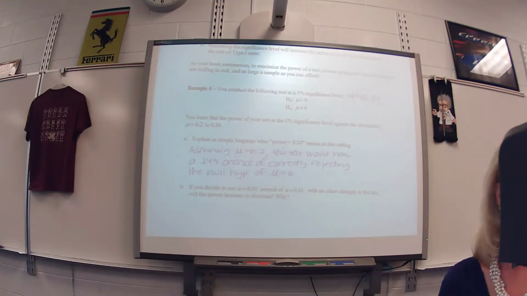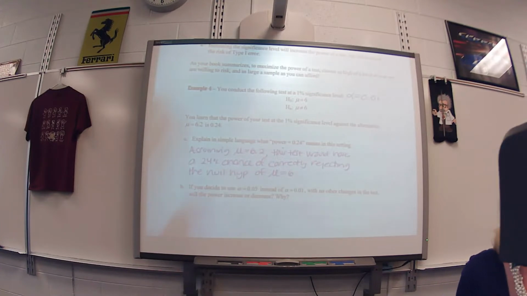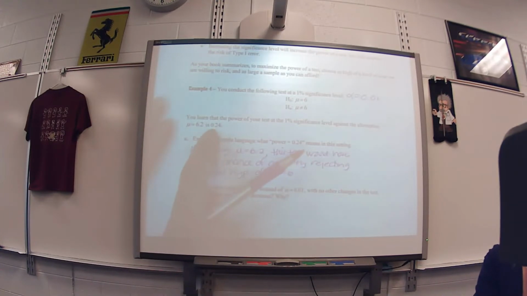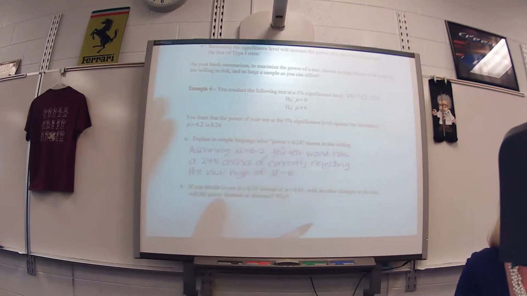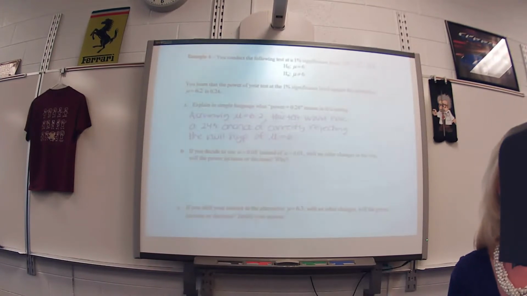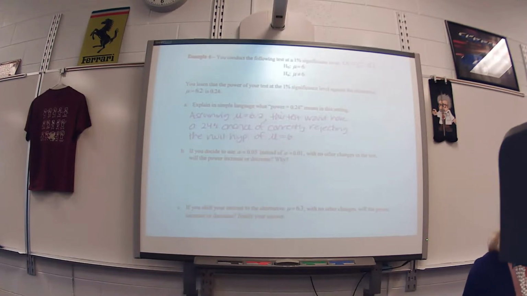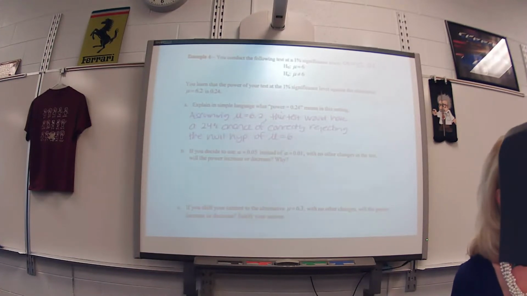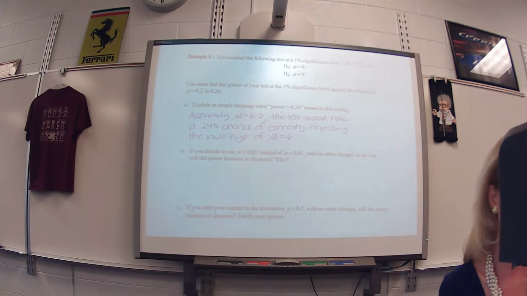Now, what if you did an alpha of 5% instead of 1%? I don't exactly know what the power would be there. This question isn't asking about that. This question is just saying, if you did 5% alpha instead of 1% alpha, would the power increase or decrease?